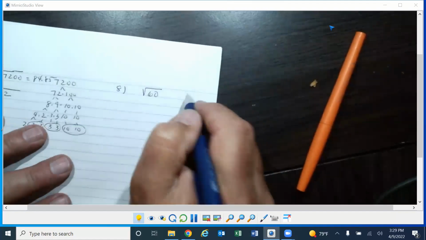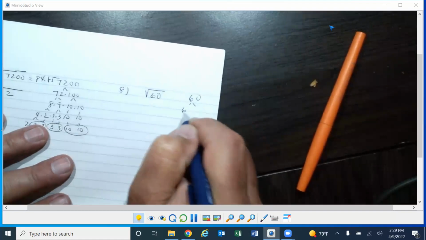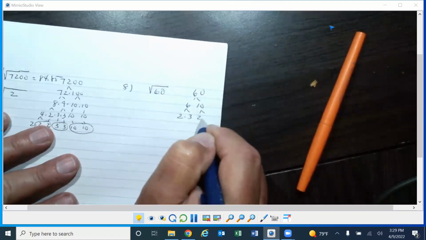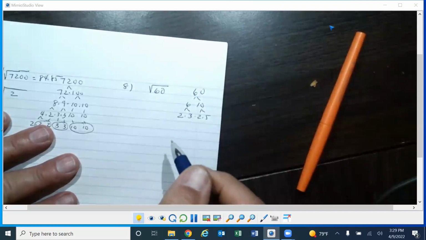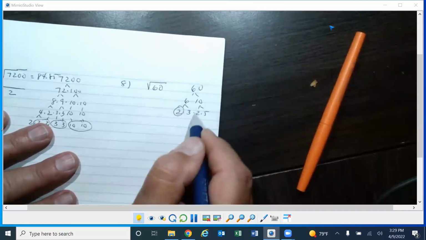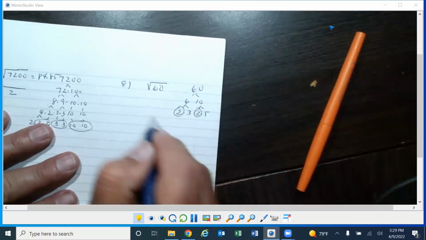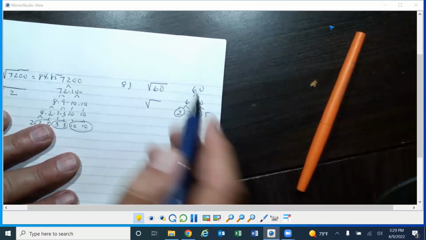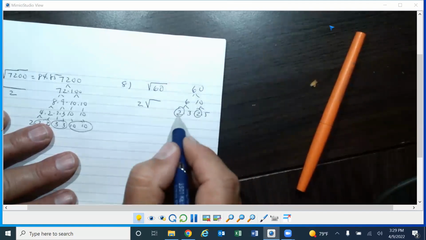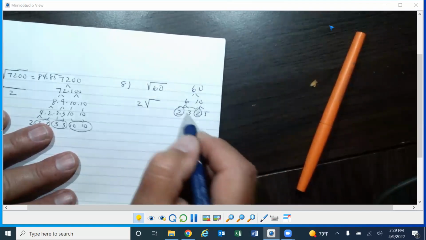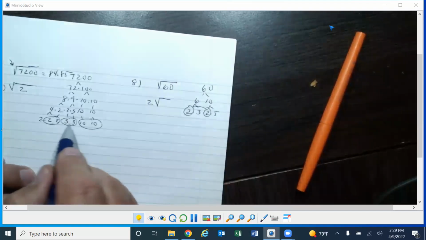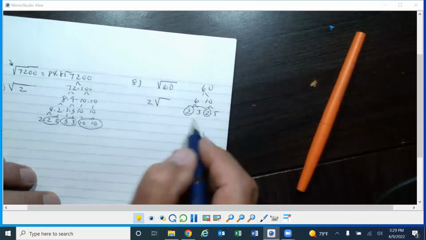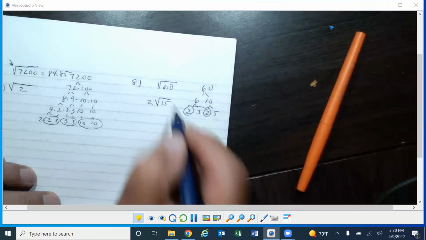Number 8, square root of 60. Pick 2 numbers, multiply together, give me 60. I'm thinking 6 and 10. This is going to be 2 and 3. It's going to be 2 and 5. Do I have a pair? Hopefully you can see you have a pair of 2s here. So what goes outside the box and what goes inside the box? The pair of 2s goes outside. I don't go 2 times 2 because this is a pair. See how there's 2 of them? They make a pair, so it counts for 1. These 2 are not circled. So 3 times 5 is 15. It goes inside the box.